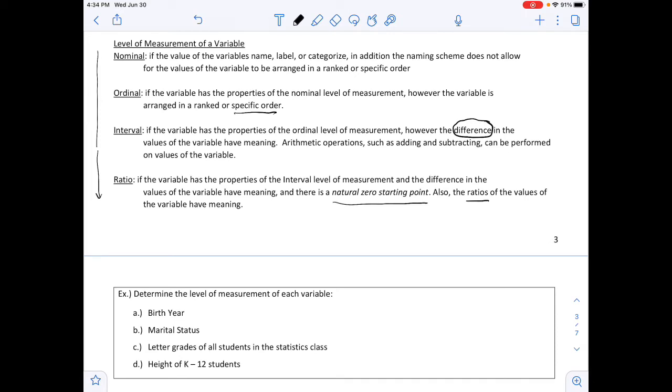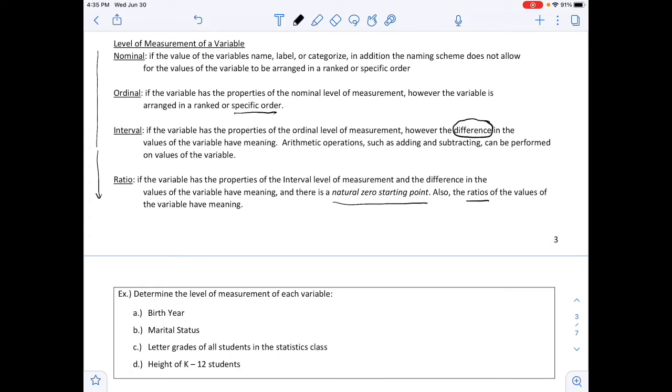And again, I'll work my way through these for each example. So the first one that we have on here, the example says determine the level of measurement of each variable. Part A says birth year. So starting with nominal and working our way down. So again, everything is nominal. So the next one that we have is going to be ordinal. So can we put these in a specific order, and it makes sense? And yes, you can go from youngest to oldest or oldest to youngest, and it makes sense.